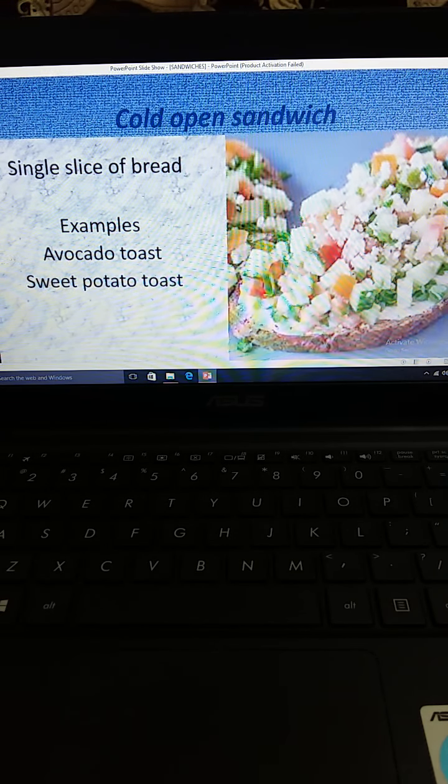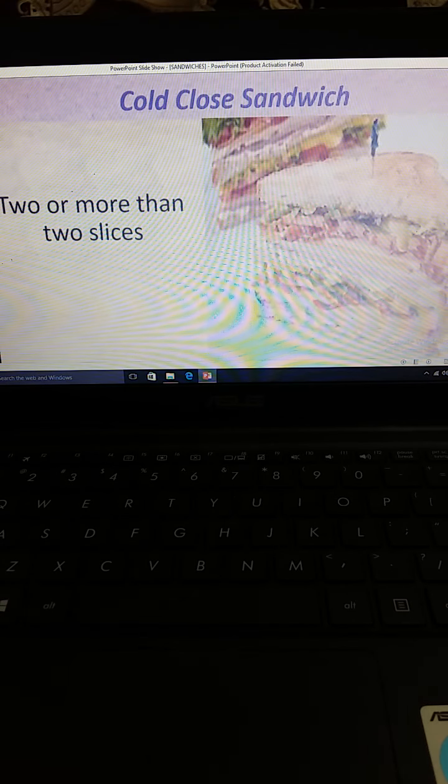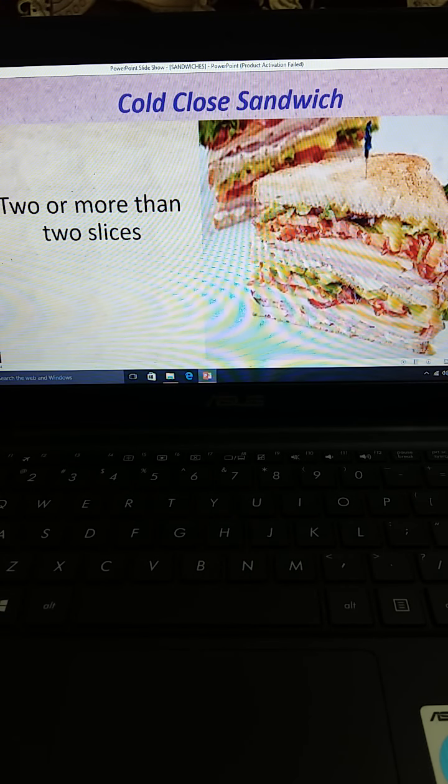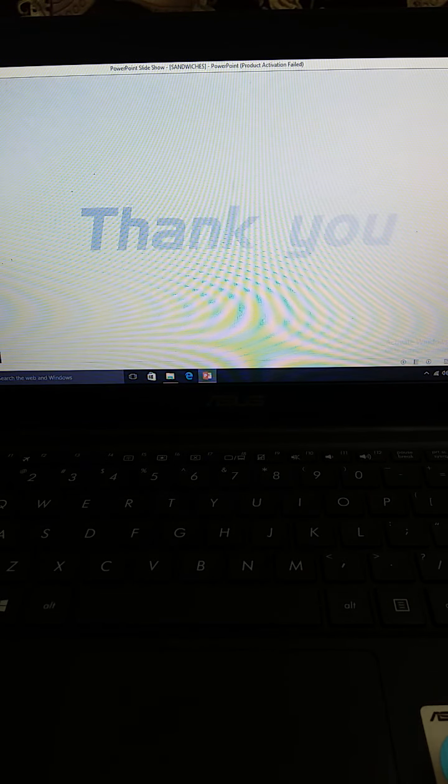Now next is cold closed sandwich. Cold closed sandwich can be made of 2 or more than 2 slices. It can be simple or with combinations. Now, some examples of closed sandwiches are lunchbox sandwich, tea sandwich, buffet sandwich, double decker sandwich, club sandwich, fancy sandwich, and hot sandwich.